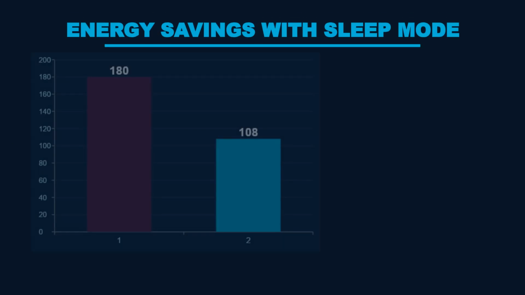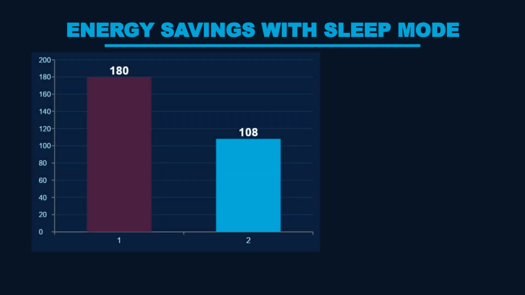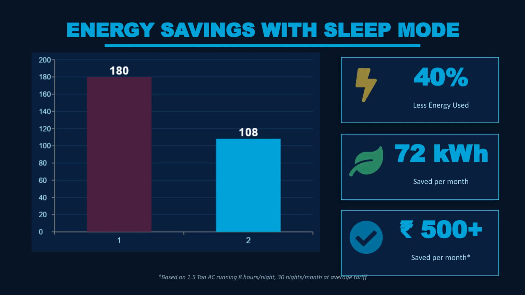The monetary savings are significant. A typical AC uses 180 kilowatt hours per month in normal mode, but only 108 in sleep mode. This 40% reduction saves you over 500 rupees, or the equivalent, per month, proving sleep mode is highly economical.